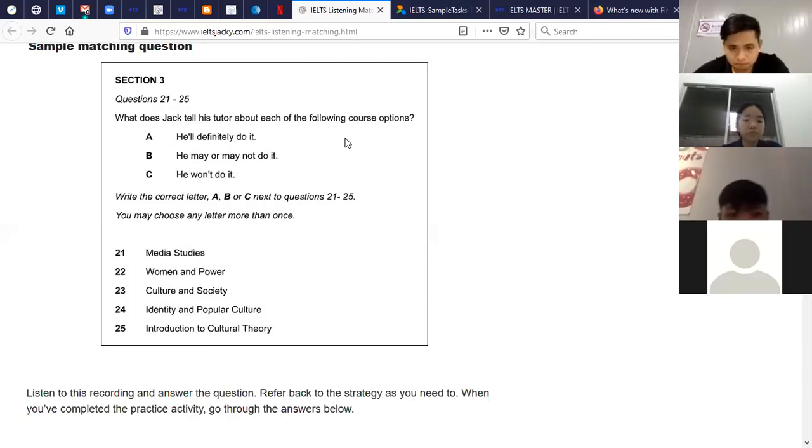Okay. I hate this bar on top right hand. It's so inconvenient.